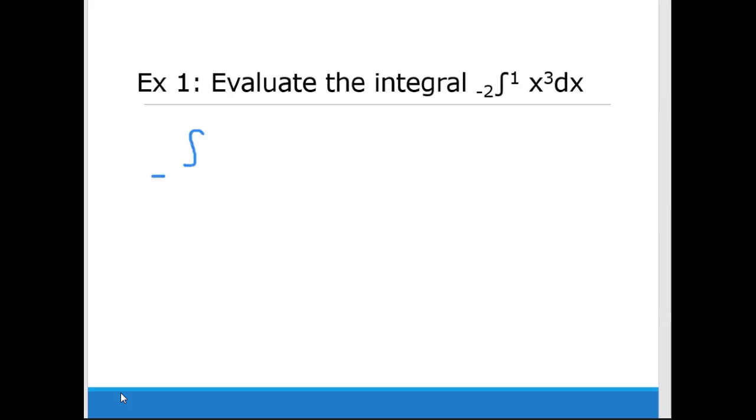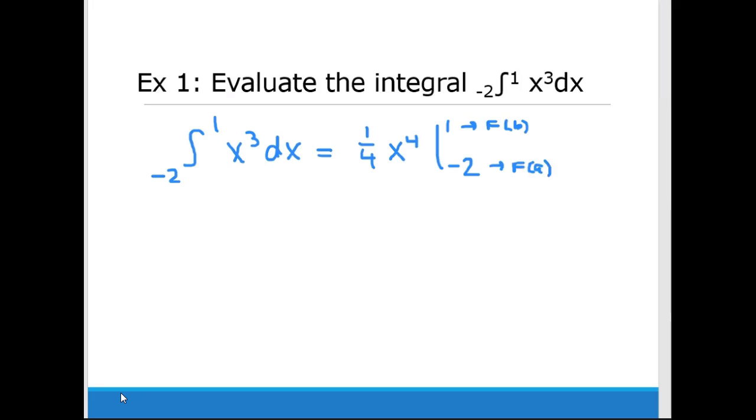So the integral from -2 to 1 of x cubed dx becomes 1/4 x to the 4th evaluated from -2 to 1. So technically that 1 is like my f of b. That -2 is like my f of a. And I find the area under the curve.